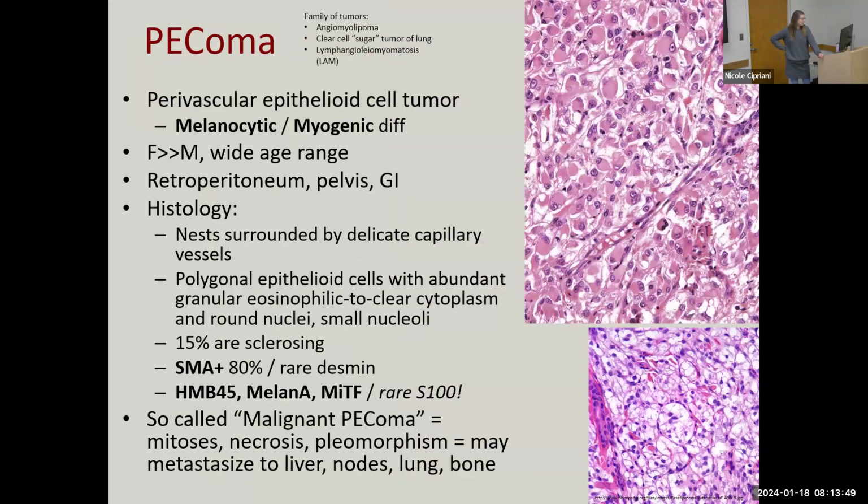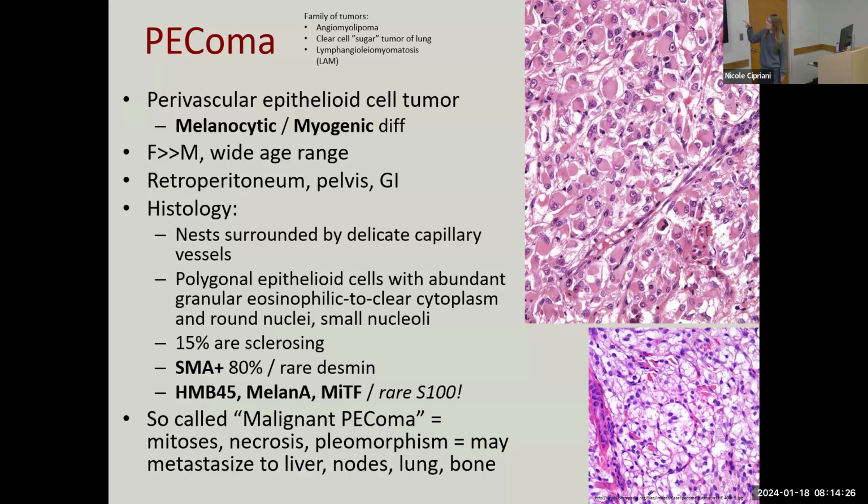All right, PEComas or perivascular epithelioid cell tumors. You're probably more gonna deal with this in the GYN tract, but remember that these can sort of present anywhere and everywhere. And they're in a family of tumors that are of hybrid kind of myogenic and melanocytic differentiation. So this is like angiomyolipoma of the kidney, the clear cell tumors of lungs. I don't know if that name is still applicable today. Those of you who know lung, you can let me know.